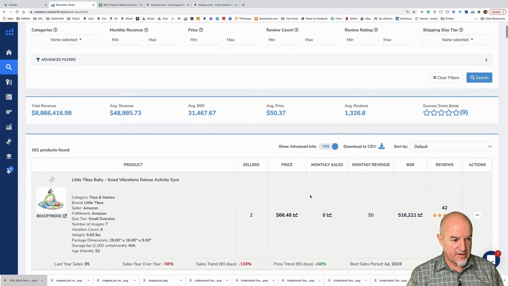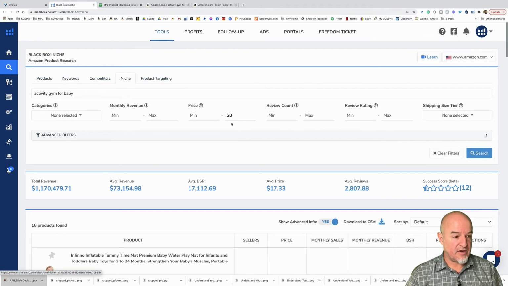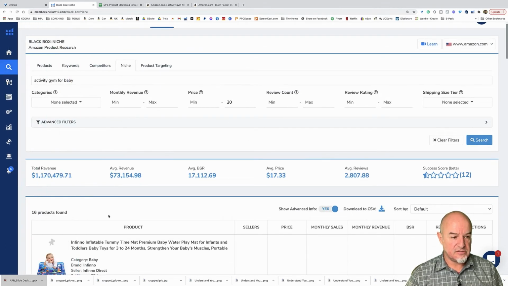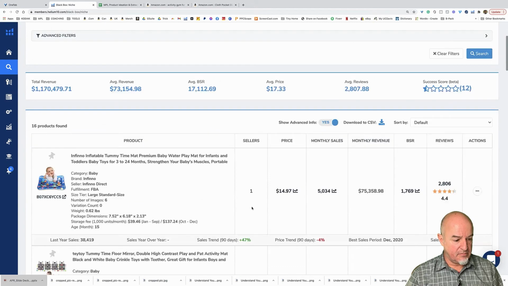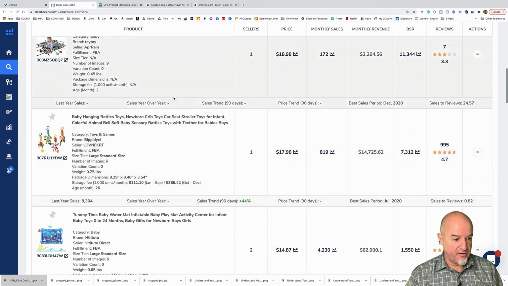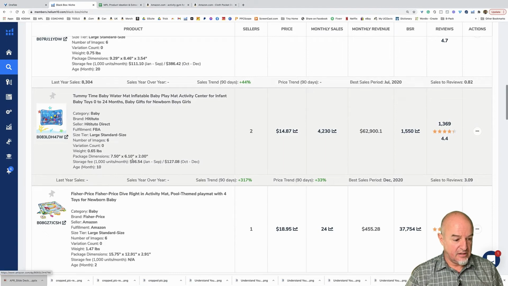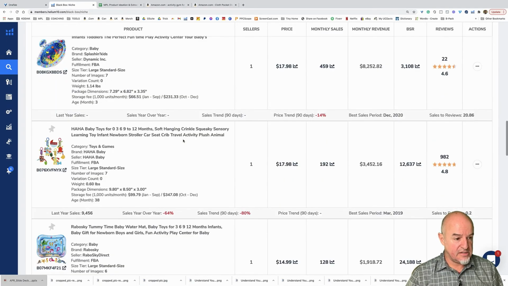Now let's say you wanted to go Activity Gym for Baby, you wanted to see if there's any accessories in your niche or lower priced product ideas that you could launch within your niche. Then you could put a max price of say $20 here and go see if there is any ideas. And lo and behold, we have 16 products found that sell for under $20 in this niche or keyword. Okay, so as you can see, maybe some accessories to the playmat ideas are here for you. Maybe the blow up water playmat is an idea that you could get onto next, and this is really a good way to see that.